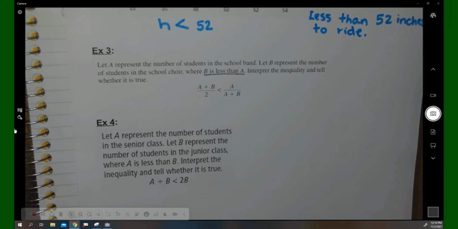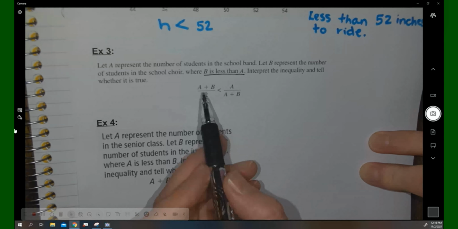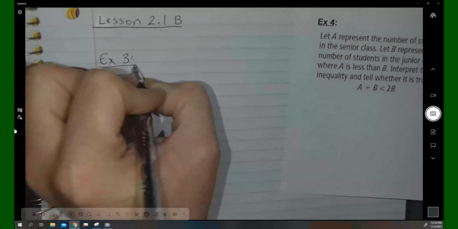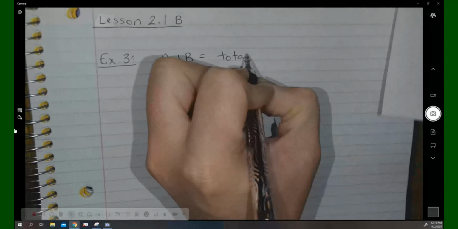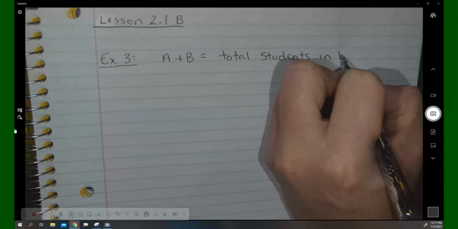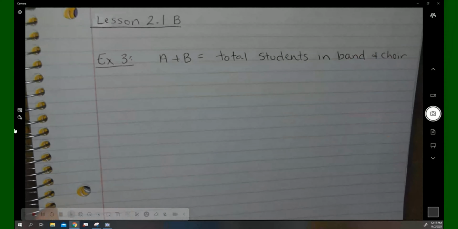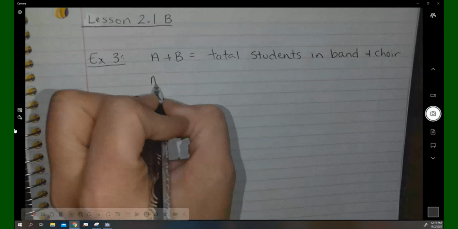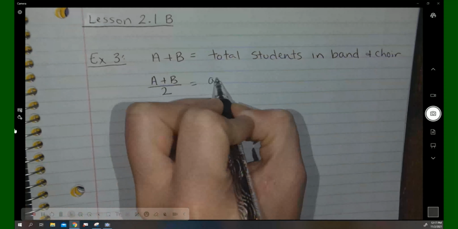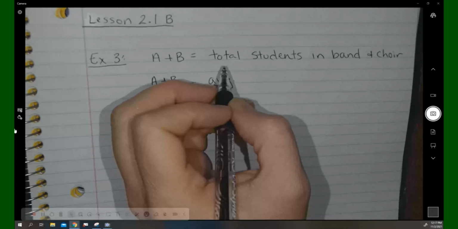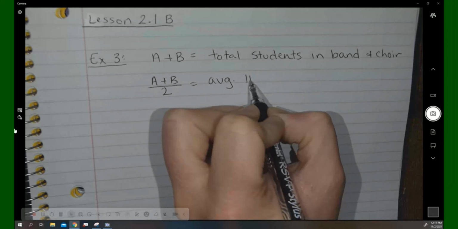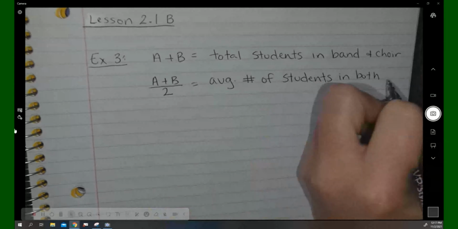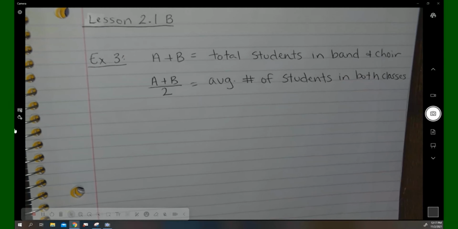So when I'm looking at this, a couple of things I'm noticing. I know that A plus B is our total number of students in band and choir. So let's jot these things down, just to sort our thoughts here. A plus B equals the total students in band and choir. A couple other things I'm noticing. A plus B divided by 2 is talking about the average number of students in that combination of classes. I'm just abbreviating here. So A plus B divided by 2 is the average of students in both classes.